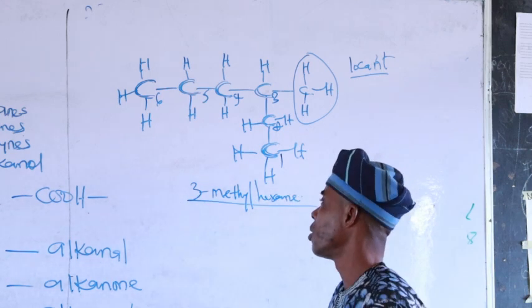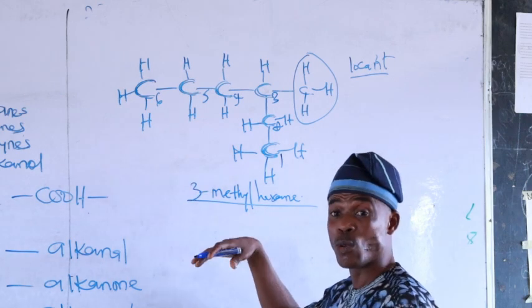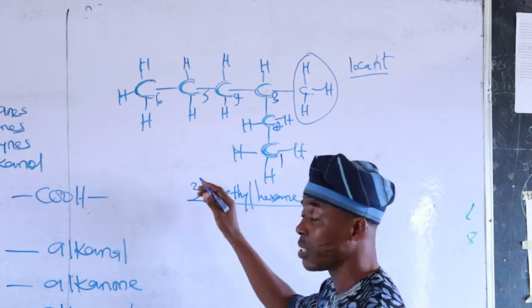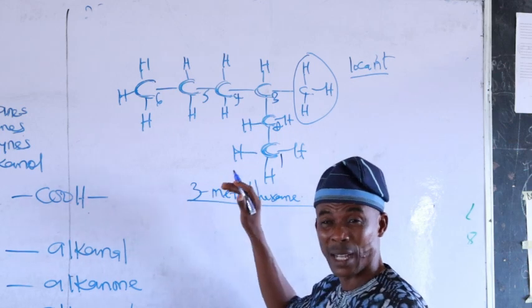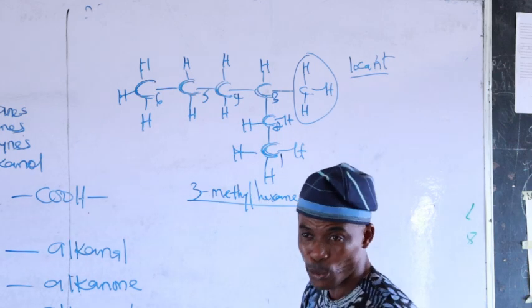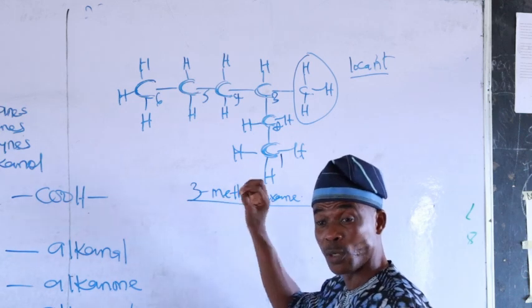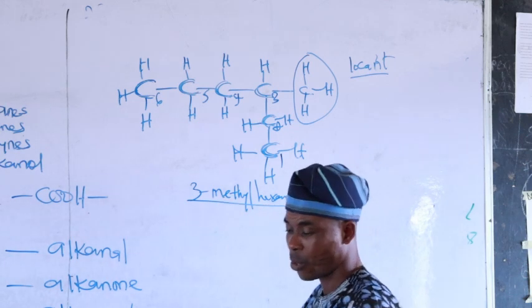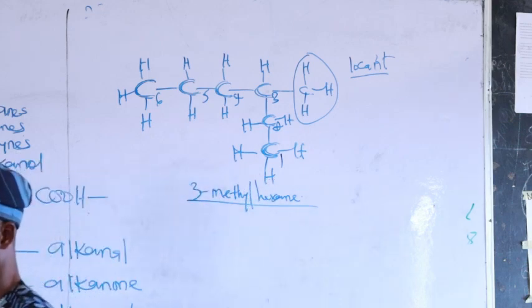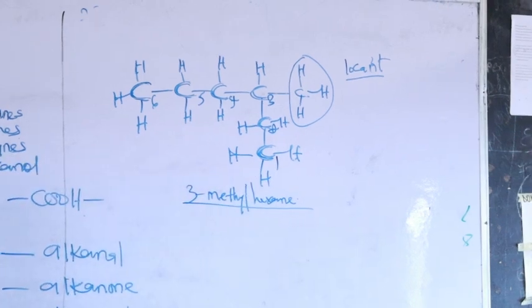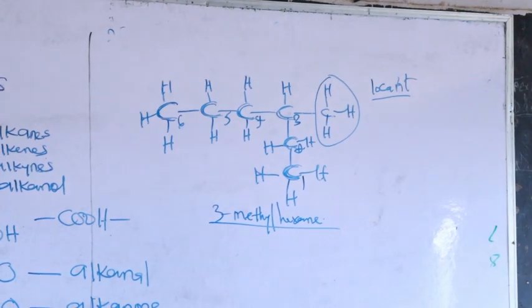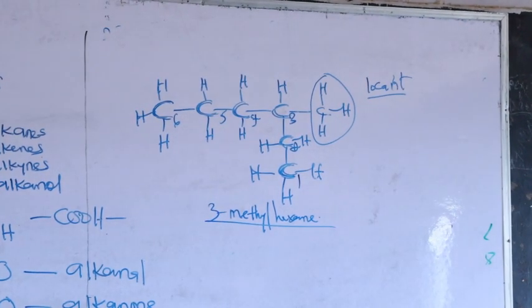You see, there should be a hyphen. These are the rules you have to follow. You must put the hyphen between the figure and the letter, and you should not leave space. This is one word. So it is 3-methylhexane. It is very simple to name an organic compound, or is it not simple?